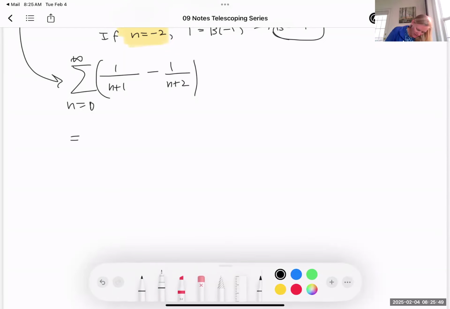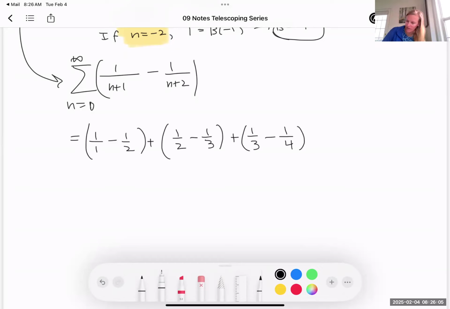So if I plug in 0, and I'm going to keep these in parentheses, I get 1 over 1 minus 1/2. If I plug in 1, I get 1/2 minus 1/3. If I plug in 2, I get 1/3 minus 1/4. And this is going to keep going on forever. If I just stop at the nth term, I'm going to get 1 over n plus 1 minus 1 over n plus 2. So this is actually giving us the nth partial sum, what I have here.